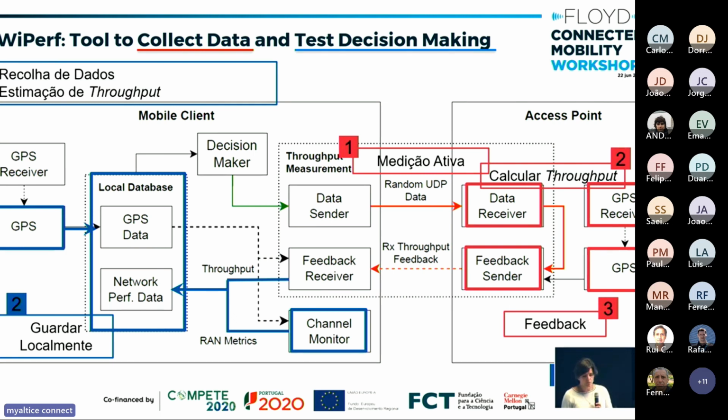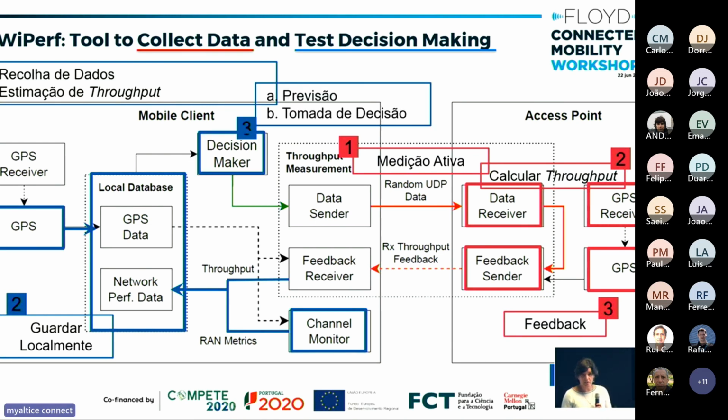Oh, sorry, this is in Portuguese. I didn't notice. Anyway, then we have the decision maker. From the collected data, we can do some estimation and prediction of what's going to happen, and then make the decision. This blue part runs in real time, and what we are going to talk about next is this throughput estimation.